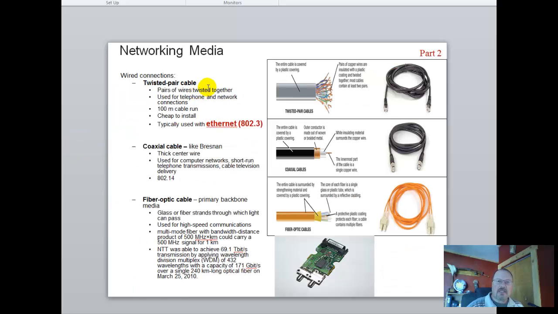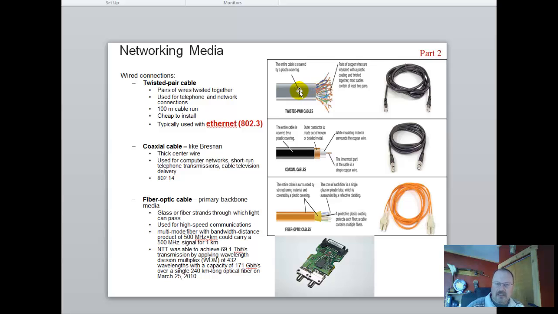The next slide talks about network media. You have twisted pair, coax cabling, and fiber optic. And coax cabling, that's really more like your cable company. 802.14 is the particular standard that's associated with cable. But twisted pair, these are pairs of wires. There are 4 pairs of wires, which means there are 8 wires. They're twisted at different frequencies, and that cancels out radio frequency interference.